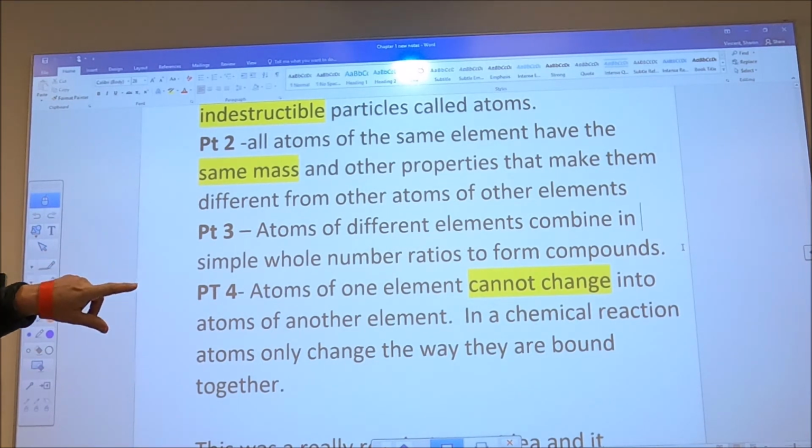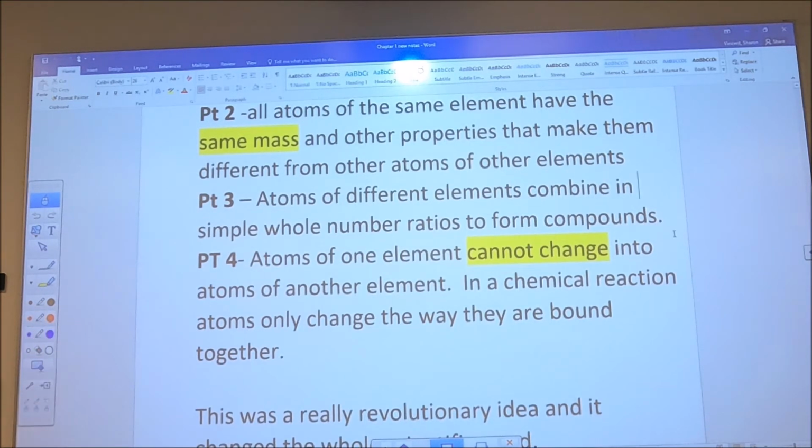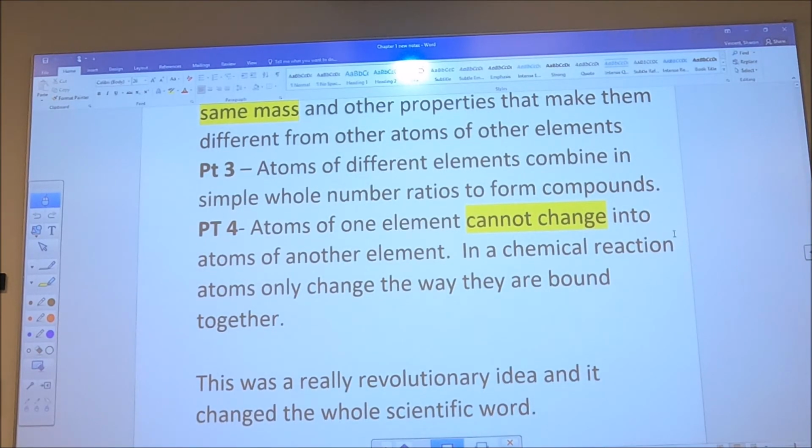Now notice I've highlighted the "cannot be changed," because if we talk about nuclear chemistry, it throws a whole nother twist onto this. In a chemical reaction, though, atoms only change the way they are bonded together. And we're going to be dealing with benchtop chemistry, and we're going to do chemical reactions. And in a chemical reaction, we only rearrange how the particles are built together. You've knocked apart your Lego house, and you're building a Lego castle out of it now.